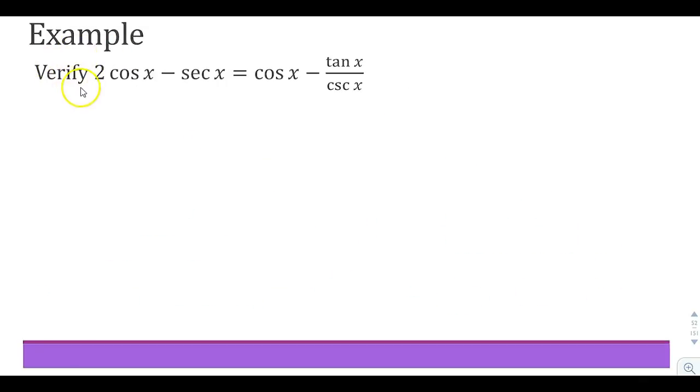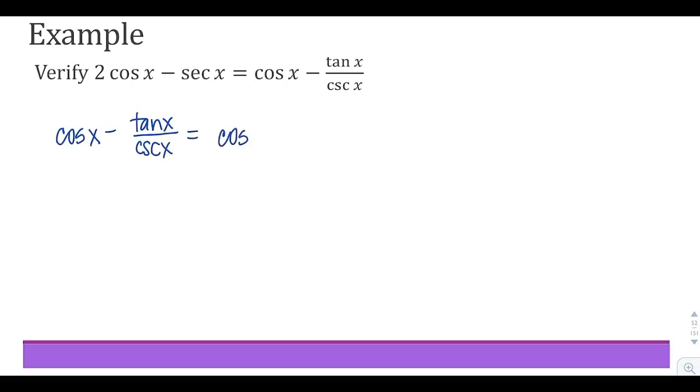In this example, I want to verify 2 cosine x minus secant x is equal to cosine x minus tangent x over cosecant x. So I'm going to start with the right-hand side. So here we have tangent x over cosecant x is the part I'm going to start with, because I'm going to rewrite tangent x as sine x over cosine x.